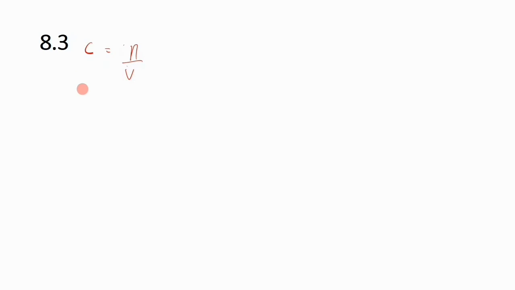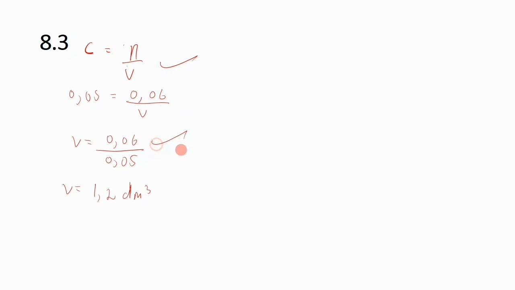So our concentration is 0.05, and the number of moles we just calculated to be 0.06. Then here we have volume. So to calculate the volume, we just have to swap the positions of this, then 0.06 over 0.05, right? Then if you punch that in your calculator, you'll have 1.2 dm cube, right? That's your 3 marks like that. So choice of formula, substitution, and correct answer.